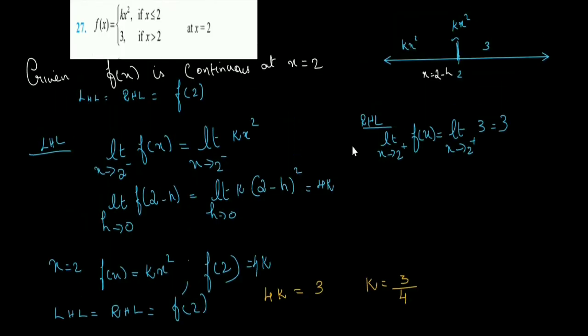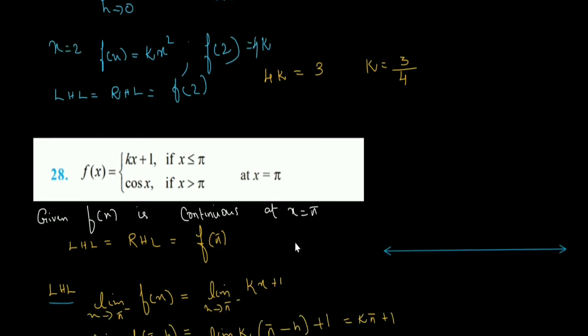So you can take either LHL is equal to RHL or value of the function is equal to RHL, because all of these are equal. So 4k is equal to 3. So k is equal to 3 by 4. We move on to the next question.